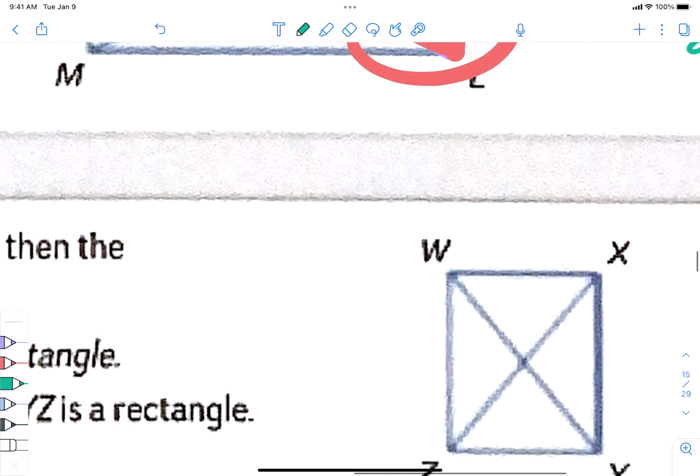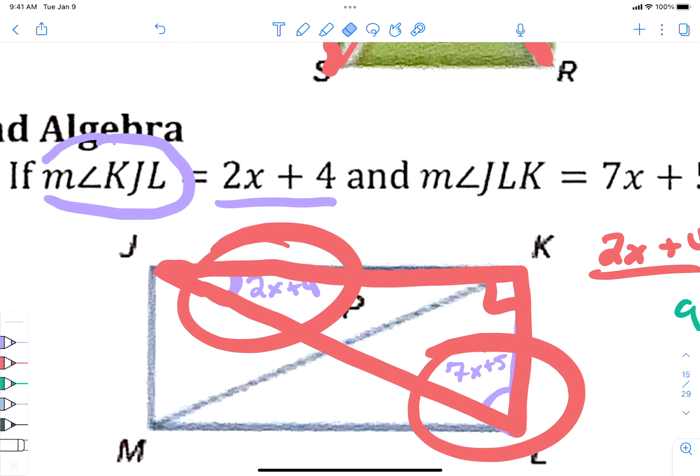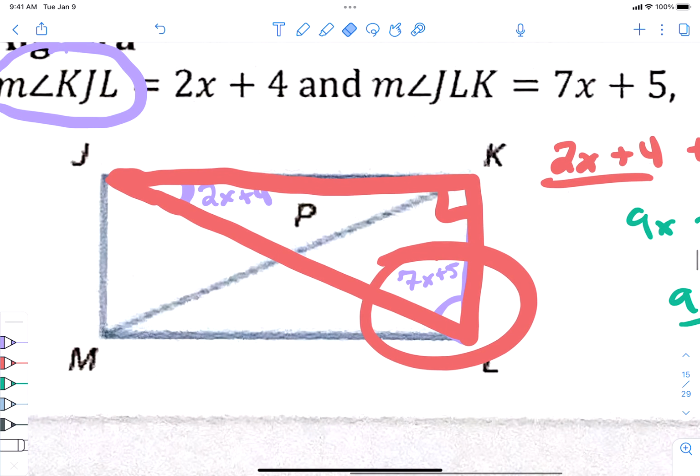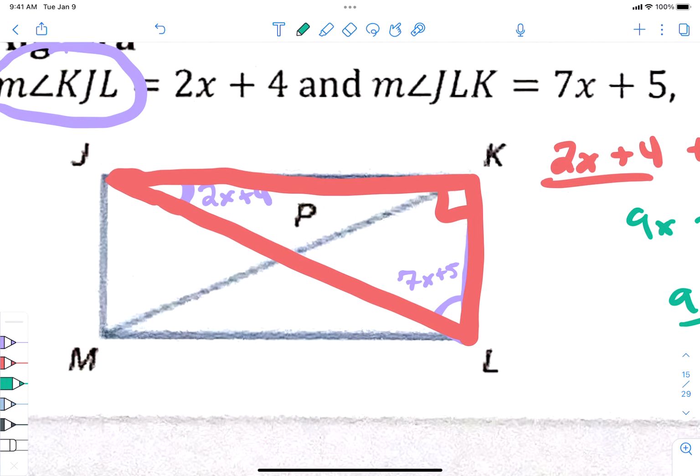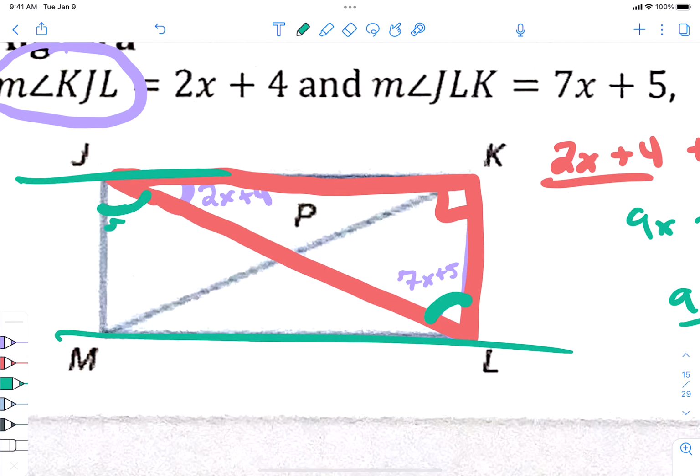Libby asked, can we do this? What you can say is this angle right here will be the same as this one because they're alternate interior, right? So 7x plus 5 works that way also. And you can see that those two have to add up to be 90 that way also. Yep, you can totally do that as well. That's a very, very good thought.